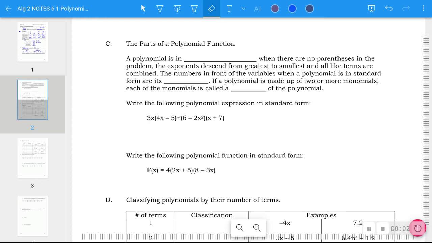Okay, we're on page 2 of the Algebra 2 notes for section 6.1. And a lot of vocabulary on this page, important vocabulary. All right, we're going to start with what it means to be in standard form.